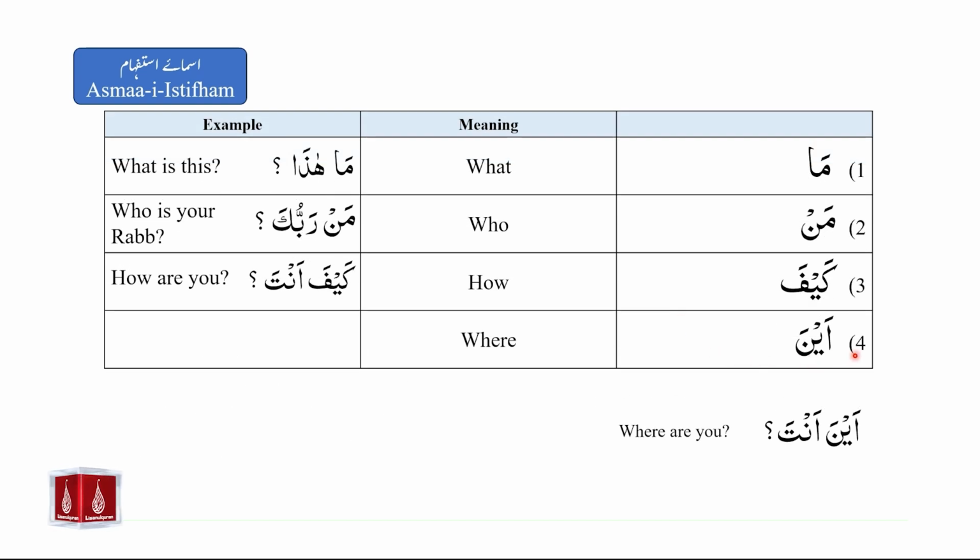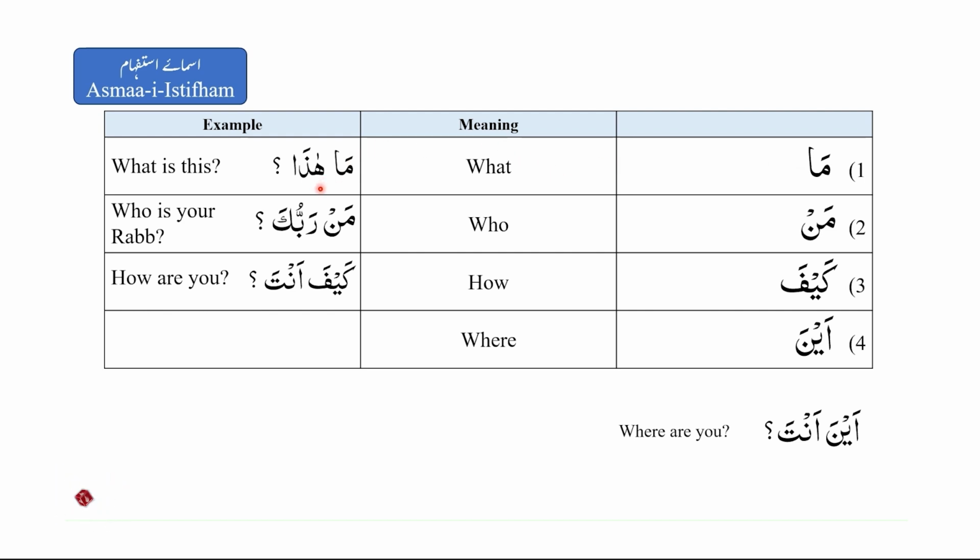Our fourth Ism-i-Istifham is aina. Aina means where. For example, aina anta, where are you? To recap, ma means what.